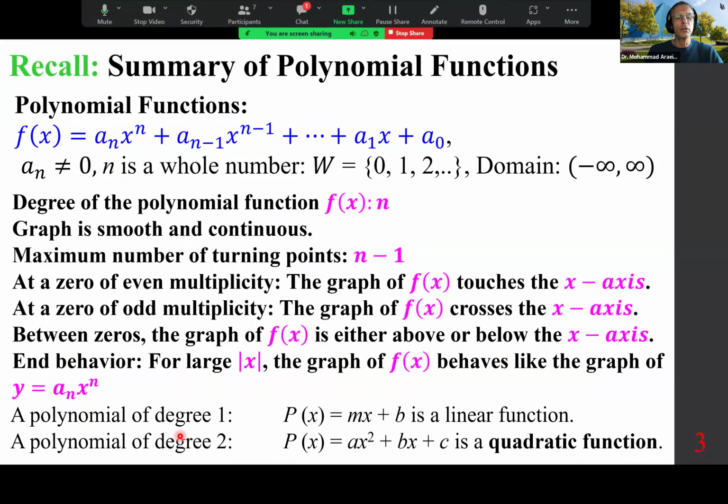As an example, a polynomial of degree 1, p of x equals mx plus b, is a linear function. Of degree 2 is p of x equals ax squared plus bx plus c, which is a quadratic function. And as you recall, it has a vertex at x equals minus b over 2a, and if you plug it into f of x, f of minus b over 2a gives you the value of its y coordinate.